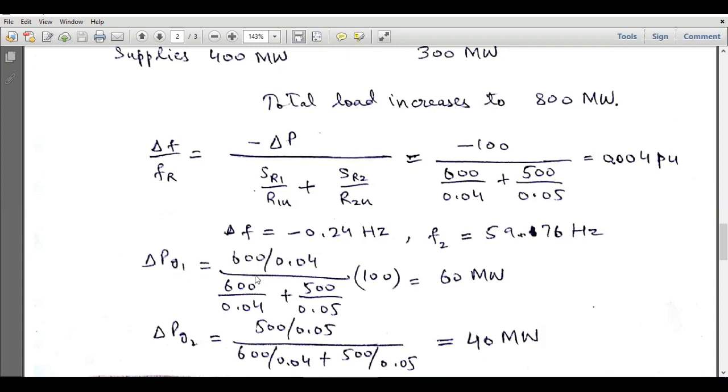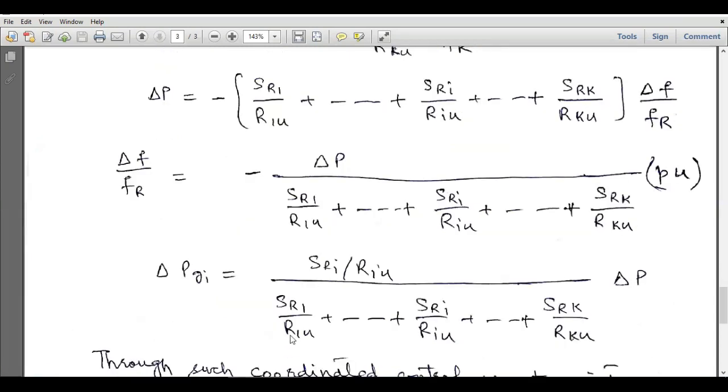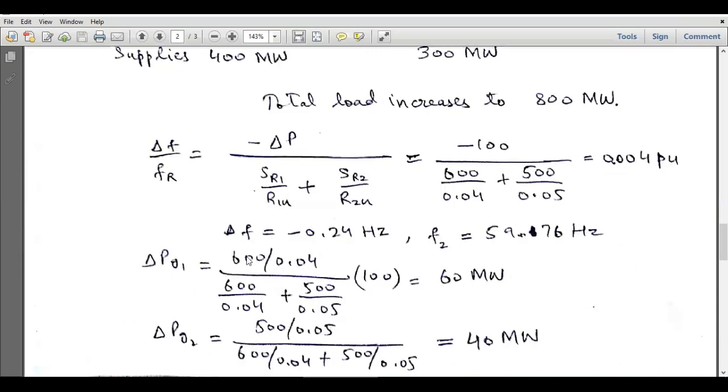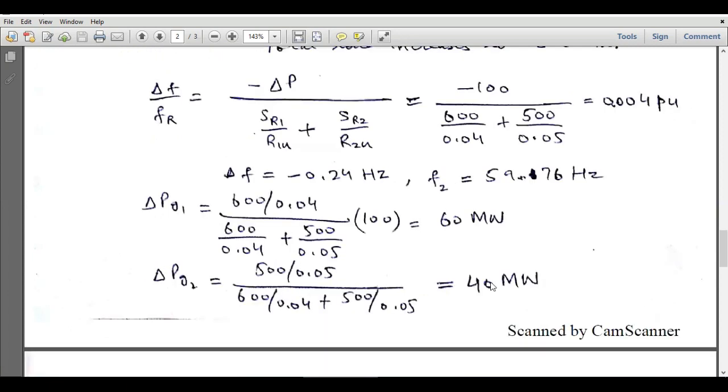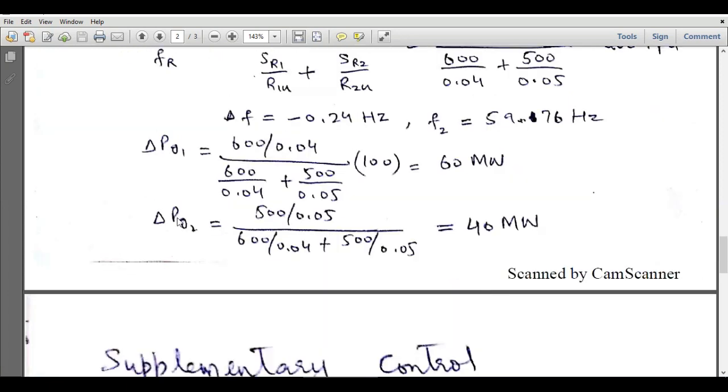Now delta PG1 can be evaluated from this expression, right? So since we have two units, we have two terms at the denominator only, and just put all the values over here, and we have 60 megawatts as delta PG1. Similarly, delta PG2 is calculated to be 40 megawatts.